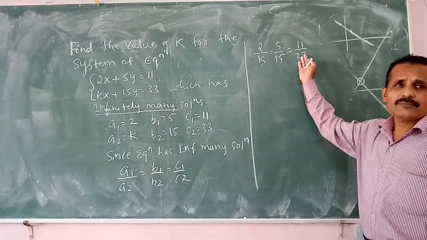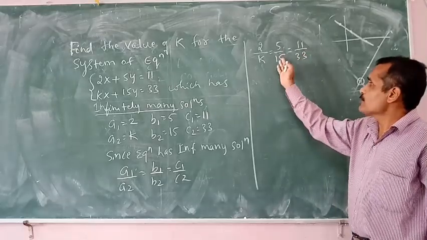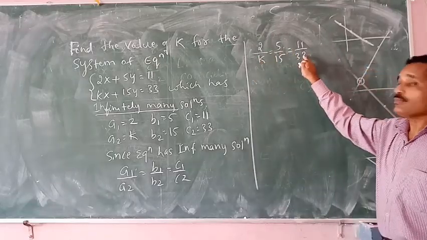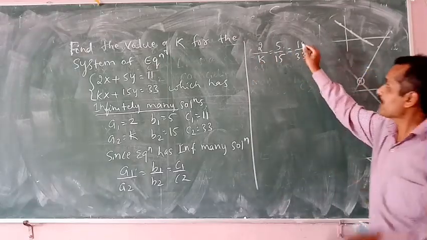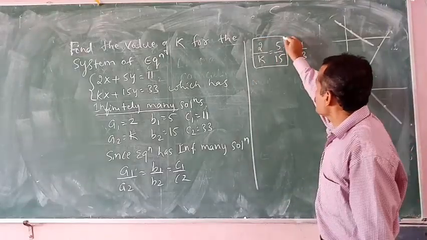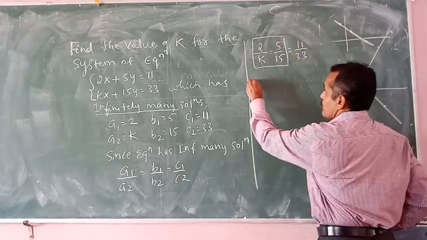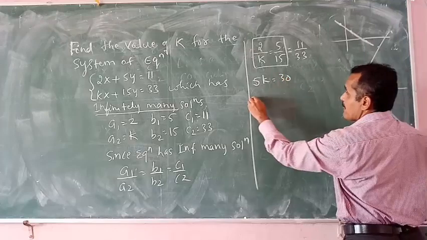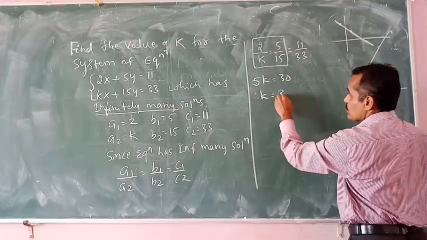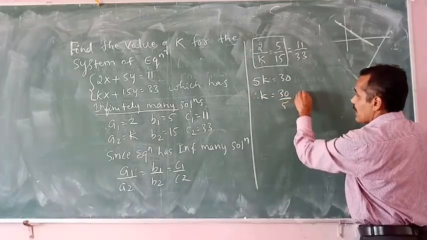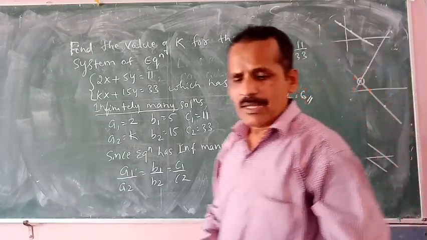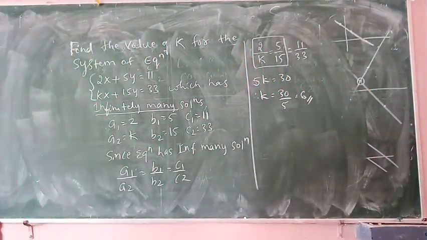All three are equal. Any two of the values you can take. Either you can take these two or these two. Cross multiply, you get the answer. Let me take these two. Cross multiply: 5k equals 15 times 2, which is 30. Therefore, k equals 30 by 5. Answer is 6. That is the value of k. A very, very simple problem for 2 marks.